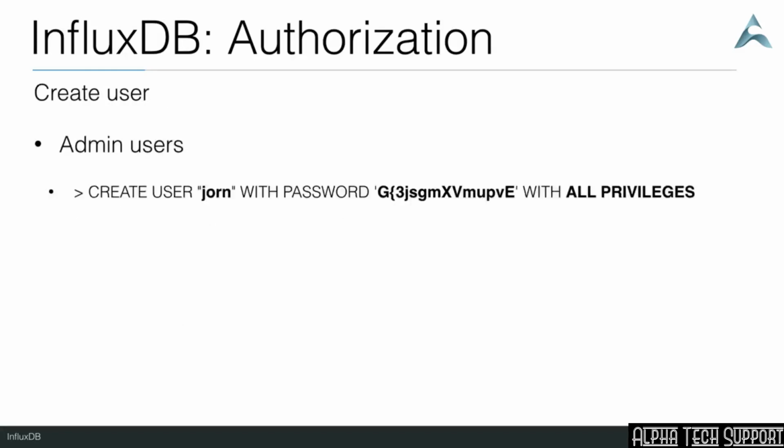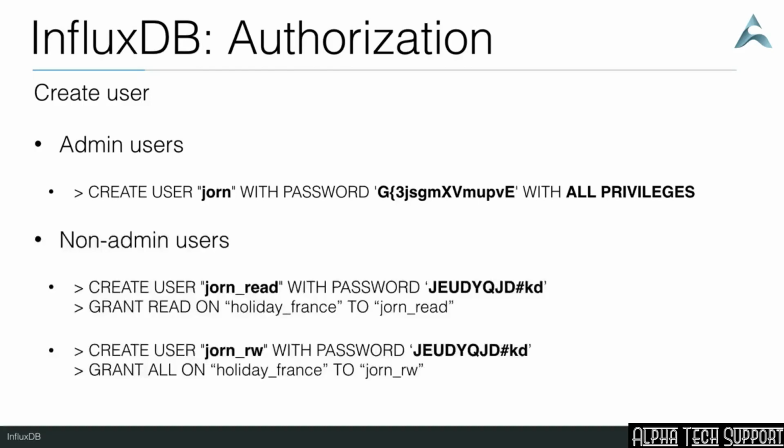I'm going to create an admin user. I'm going to log in as an admin user. We're going to do create user Jorn with the password with all privileges. All privileges mean admin user. So he has privileges to everything. A non-admin user, on the other hand, is very simple. It's the same principle, only just create a user and give it a password, but don't specify any privileges yet. We're going to grant them later on.